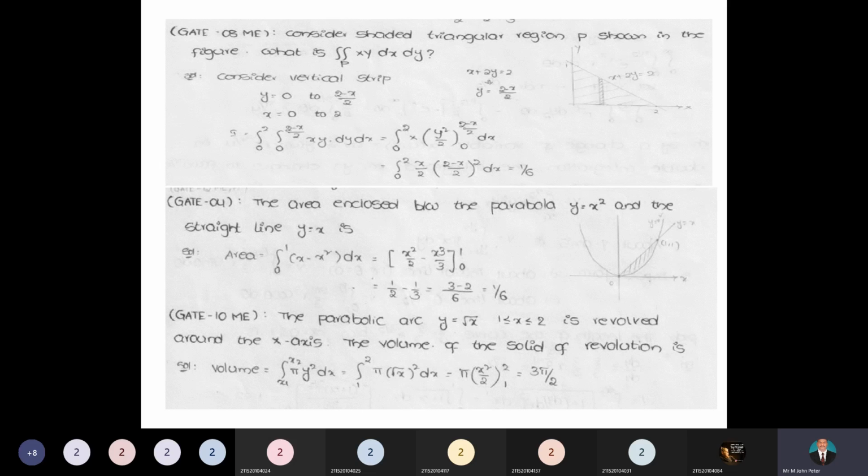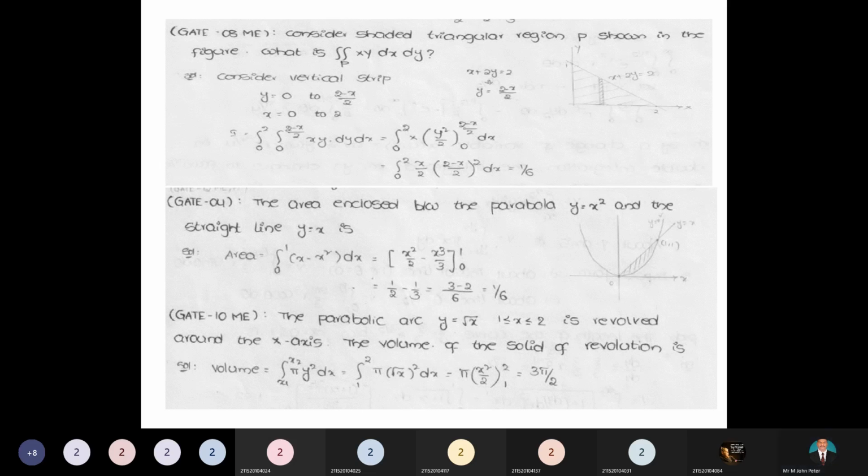So the inner limit, the functional limit, is 0 to (2 minus x) by 2. Outer limit 0 to 2. Function is xy dy dx. So inner integration is with respect to y. So there is y square by 2, with x as a constant. Apply the limit 0 to (2 minus x) by 2. Apply upper limit minus lower limit; at y equal to 0, no value. That is x times (2 minus x) whole square by 2.